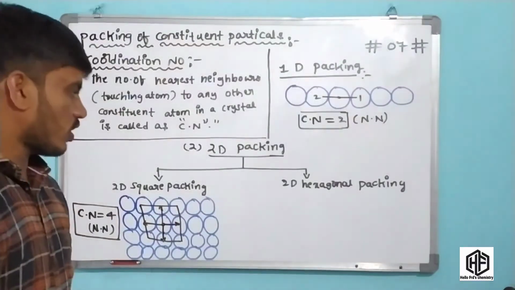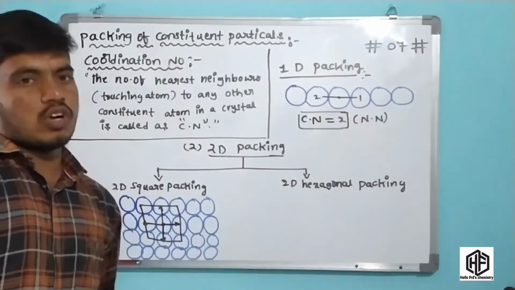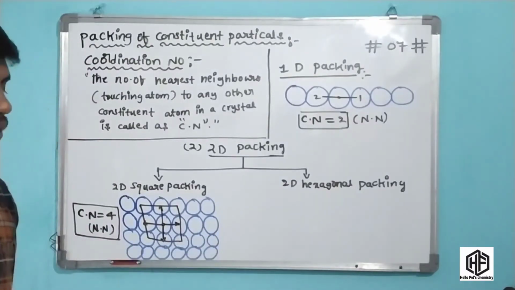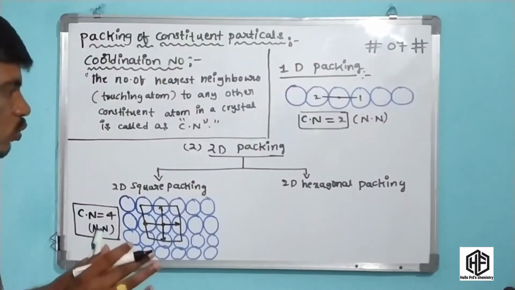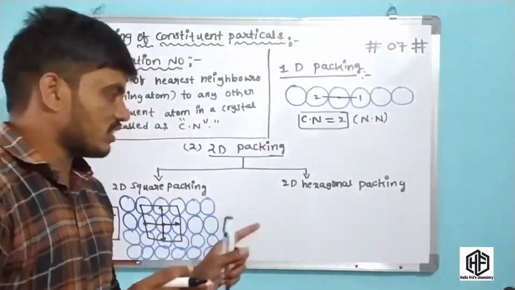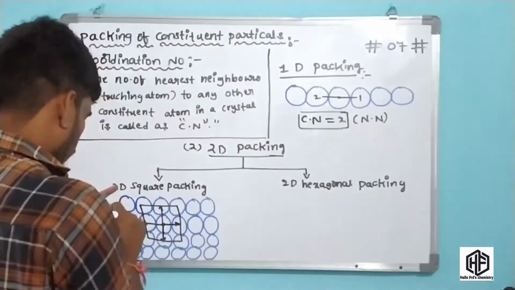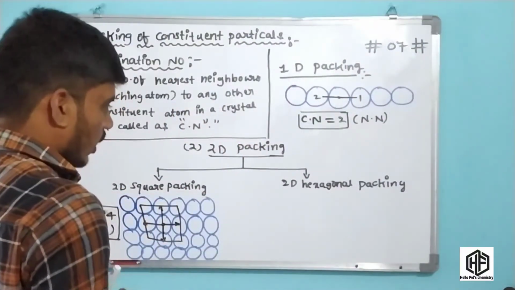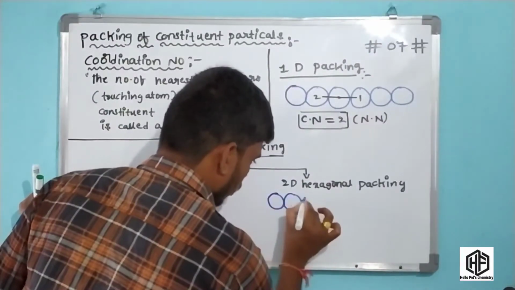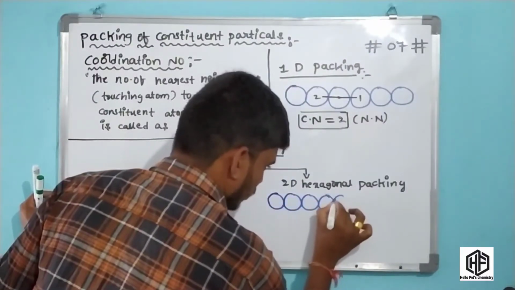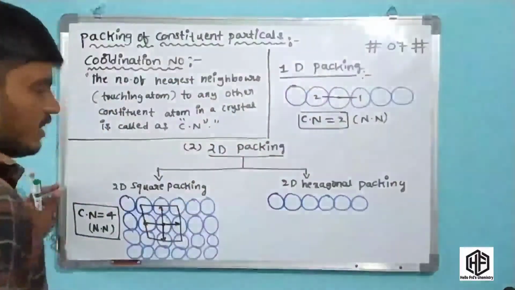Now one more important packing, that is called two-dimensional hexagonal packing. Okay friends, this is very important: two-dimensional hexagonal packing. Now how to consider it? First of all, you have to consider the constituent particles in the x direction, like this.